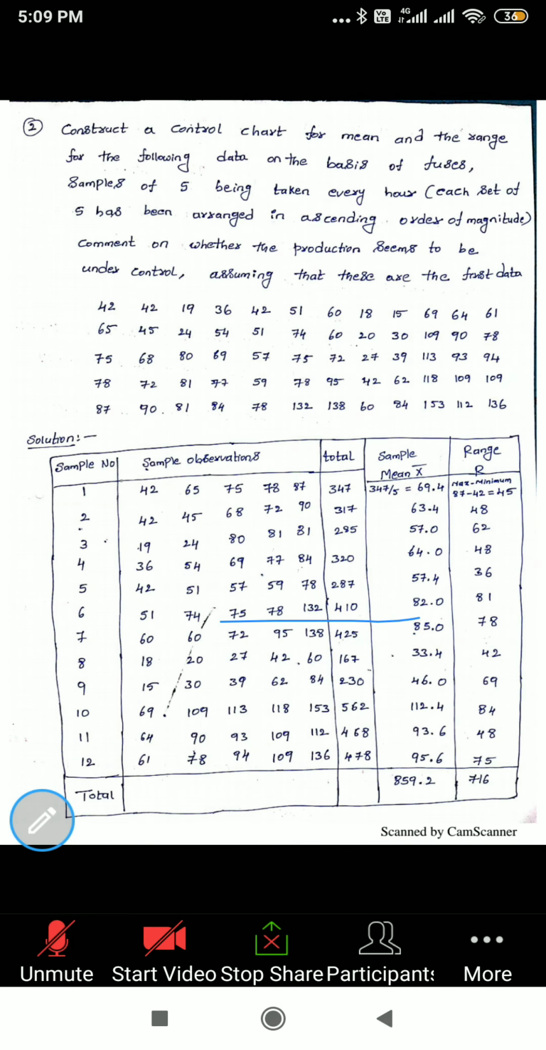Construct a control chart for mean and range for the following data, on the basis of samples of 5 being taken every hour. Each set of 5 has been arranged in ascending order of magnitude. Comment on whether the production seems to be under control, assuming that these are the first data.